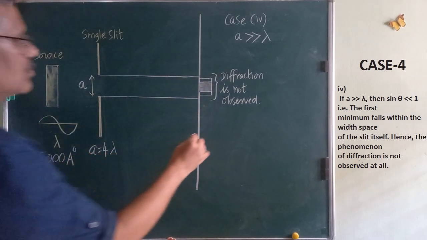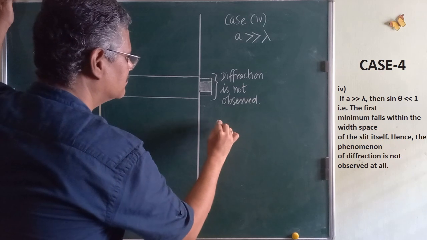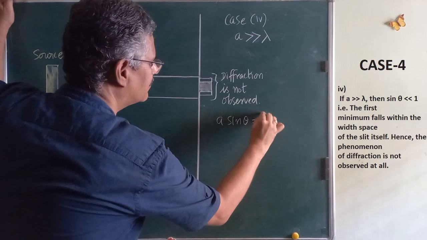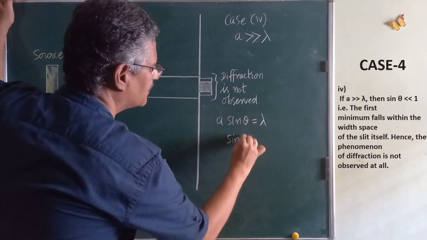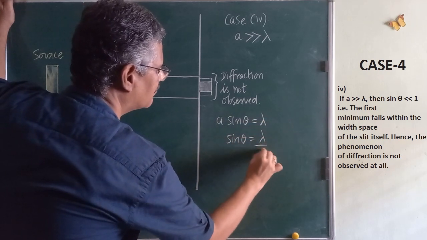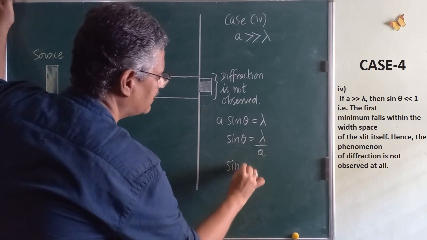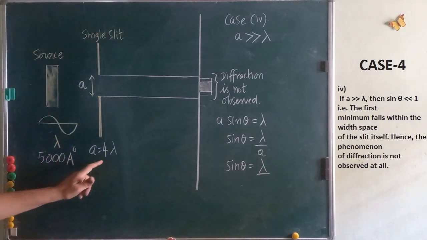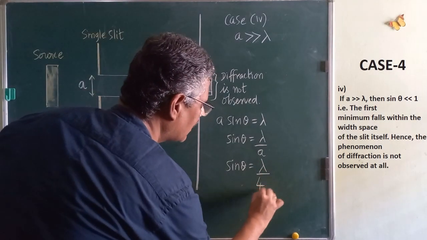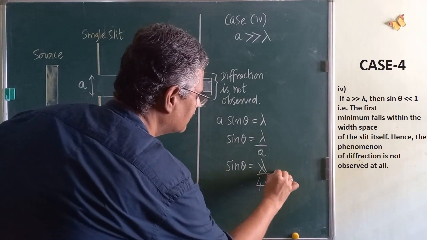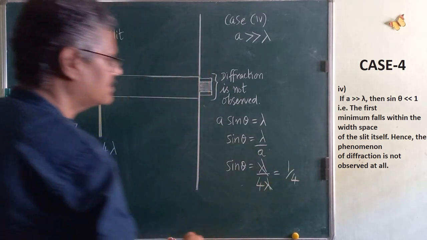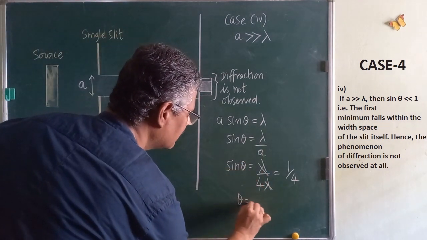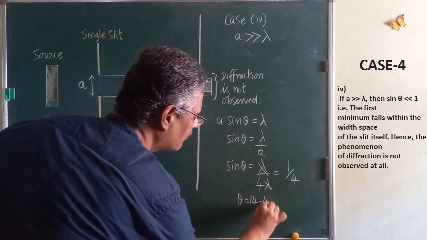This is a case. We will see what will happen here. Let's take the equation of the first minimum in single slit. A sin theta is equal to lambda. Sin theta is equal to lambda by A. Sin theta is equal to lambda divided by, how many times it is greater? Roughly I have taken 4 lambda. Cancel this lambda. This is equal to 1 by 4. That is sin theta is equal to 0.25. If you calculate theta, the angle value will be 14.4 degree.